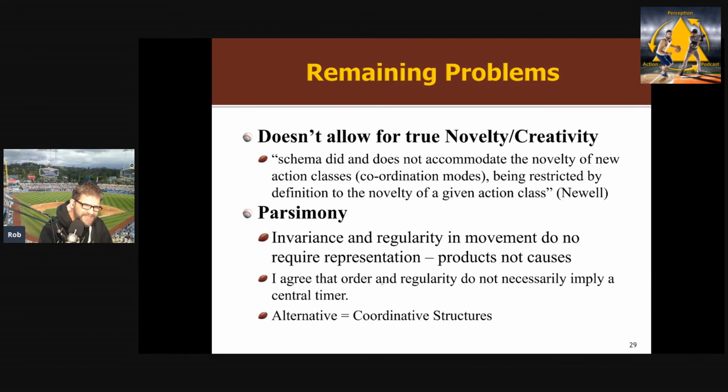But those invariants are products of us moving. They're not causes of the movement. They're not pre-stored things that help generate the movement. They're products of the fact that people share common intrinsic dynamics. They're products of the fact that the constraints in certain situations are very similar. The constraints in throwing a baseball are very similar every time, even though there are some changes. The basic task constraints are very, very similar, so there's going to be invariance. They're a product of the self-organization, not the cause of it. Okay, so that's an important point.